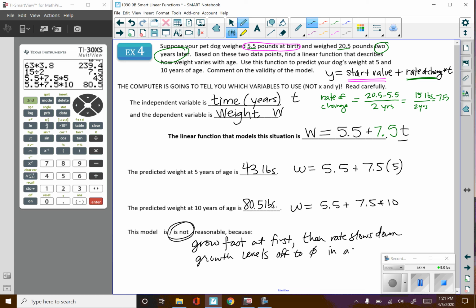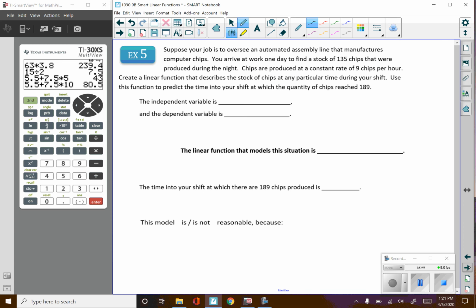And then, I mean, it's possible that the dog will gain weight because it's overeating, but it's pretty much just not linear the way that animals grow. So that would be a not reasonable model. Let's look at another one.